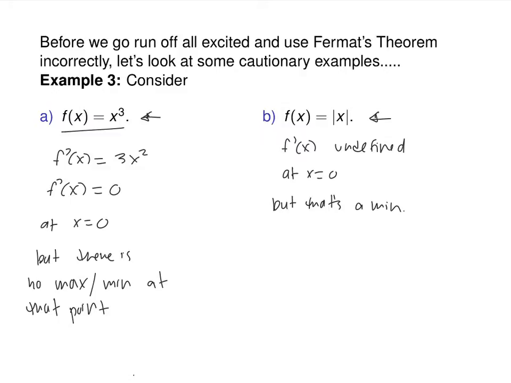So those numbers where the derivative is either 0 or undefined are called critical numbers. That's the next thing we got here. So Fermat's theorem tells us where to start looking. Some potential x values for maxes and mins. It gives you a list of things that could be maxes and mins.